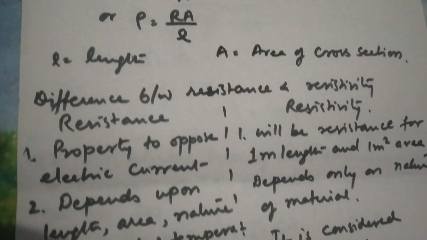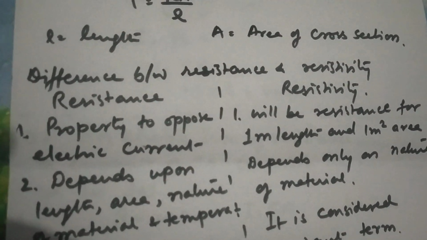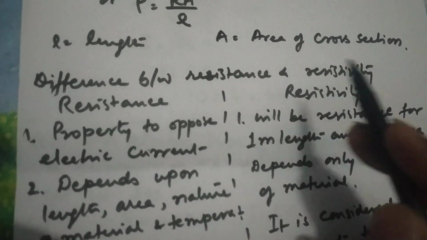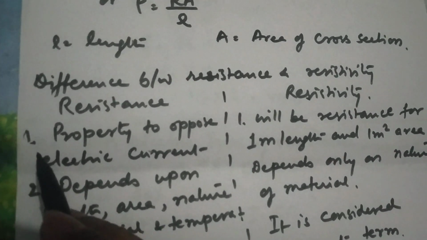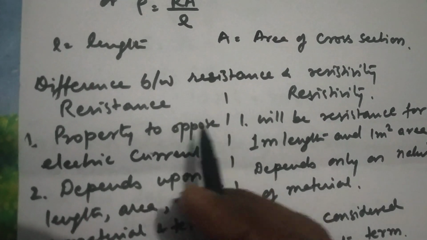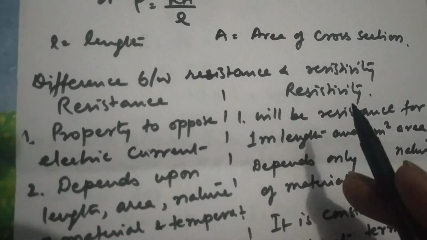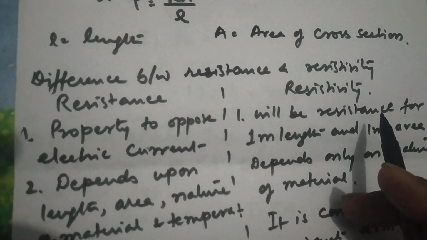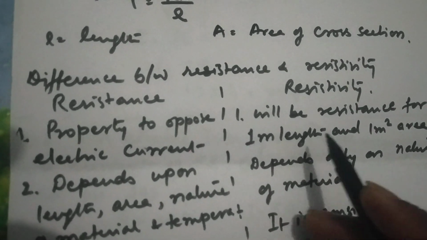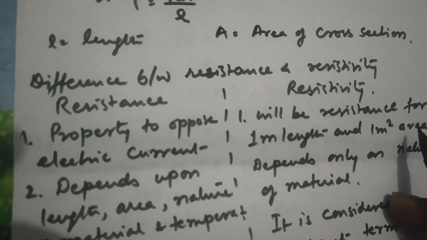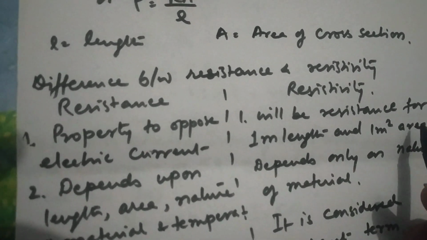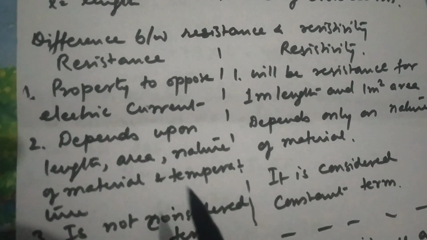Today we will be taking a small topic, that is the difference between resistance and resistivity. Please note down the topic: resistance on this side and resistivity on this side. The first difference is definition wise. The property to oppose electric current is called resistance, and resistivity is equal to the resistance if the material has 1 meter length and 1 meter square area. It means it is the resistance of the material with unit length and unit area. This is the first difference, definition wise.